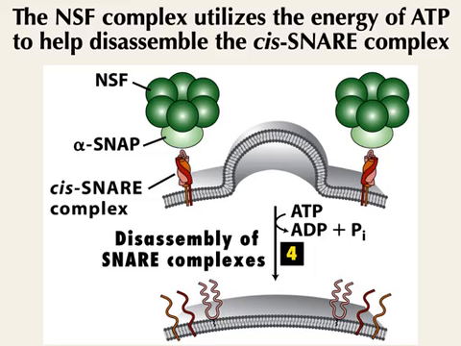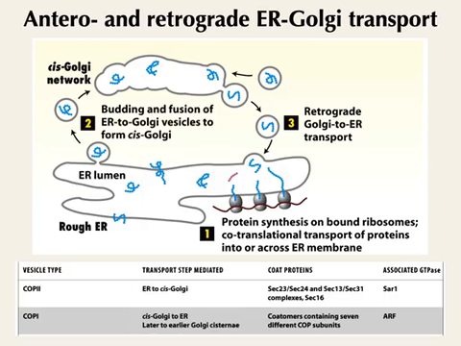So now the complex is deassembled and the V-snare can be recycled. How is that going to happen? Well, they're going to be packaged in one of those recycling vesicles using the COP1 system and back to the ER. Simple.